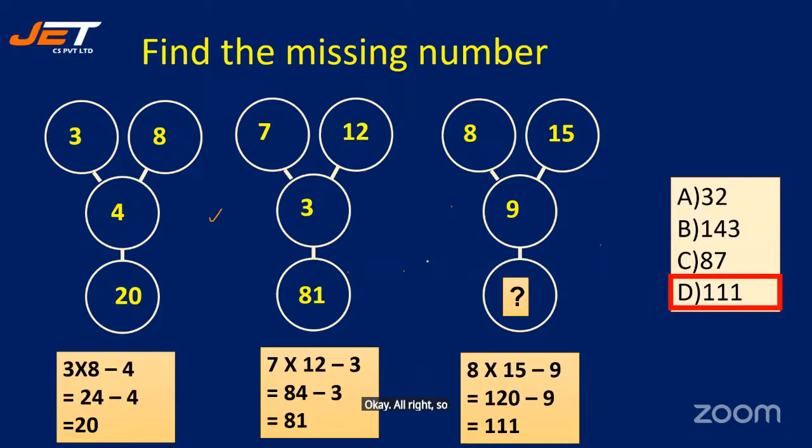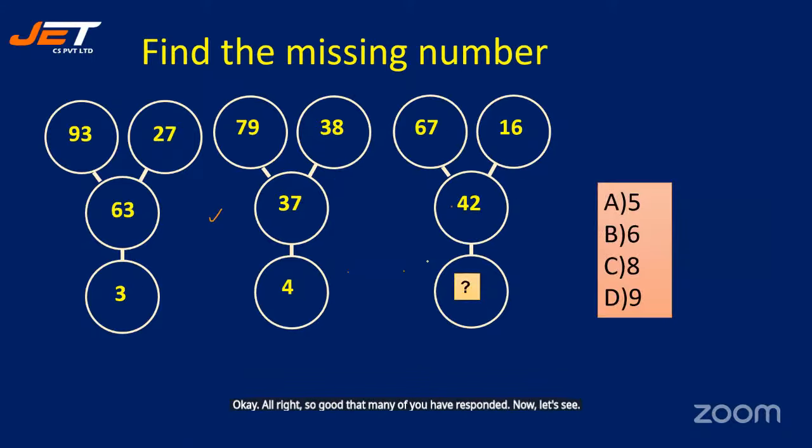So good that many of you have responded. Now let's go on to our next question. Here we have 93, 27, 63, 3. Next one is 79, 38, 37, 4. So the next one is 67, 16, 42, and dash. Don't take more than 2 minutes because these questions you can solve even within a span of 2 minutes.